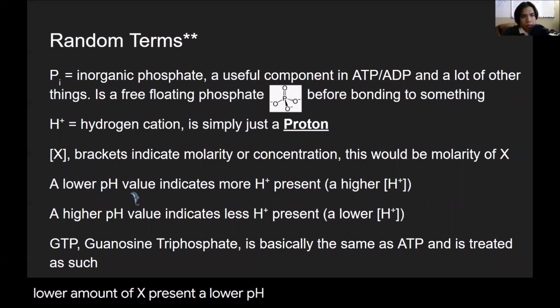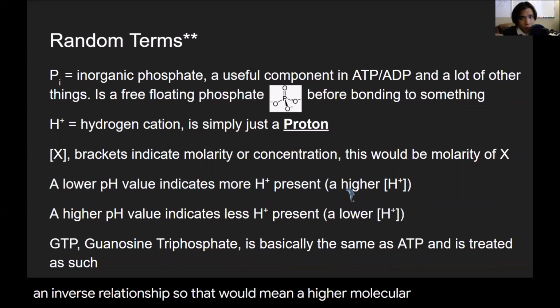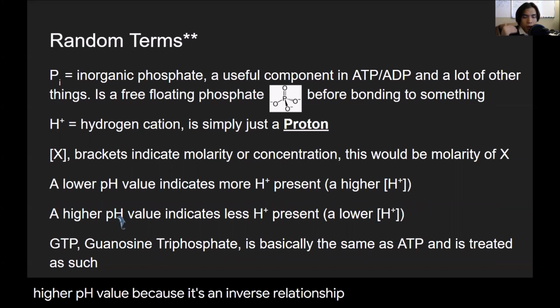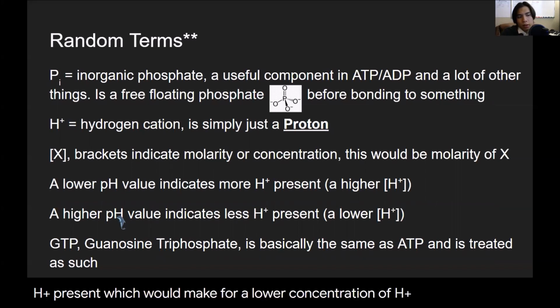A lower pH indicates that there is more H plus present. It's an inverse relationship, so that would mean a higher molarity of H plus. Whereas a higher pH value, because it's an inverse relationship, indicates that there is less H plus present, which would make for a lower concentration of H plus.